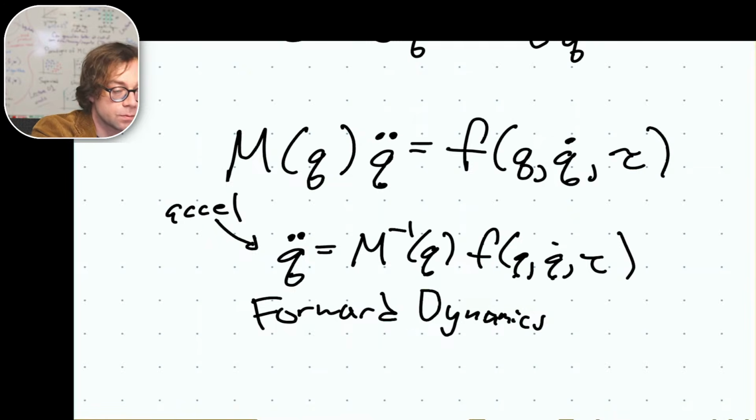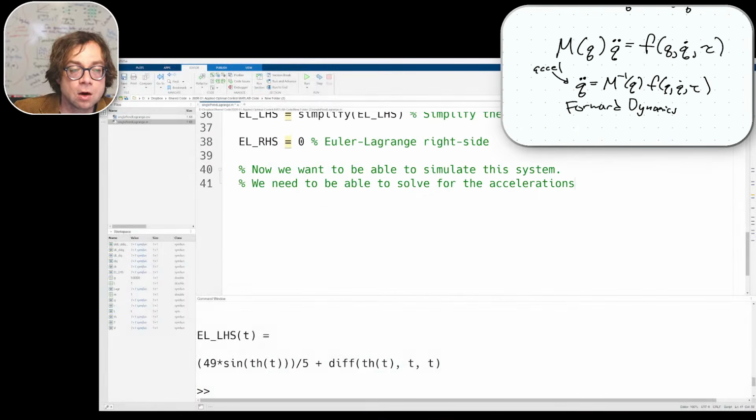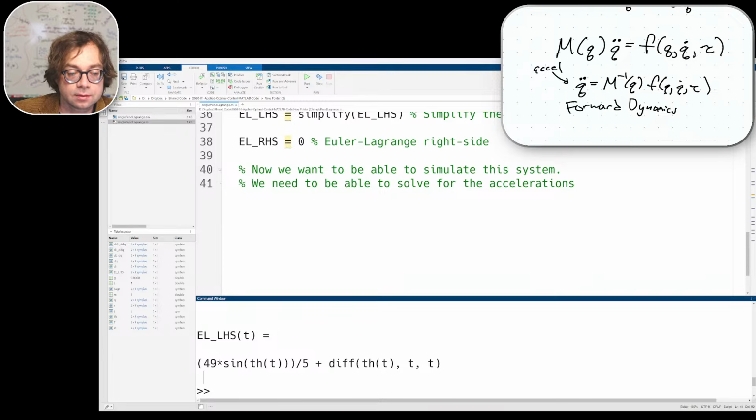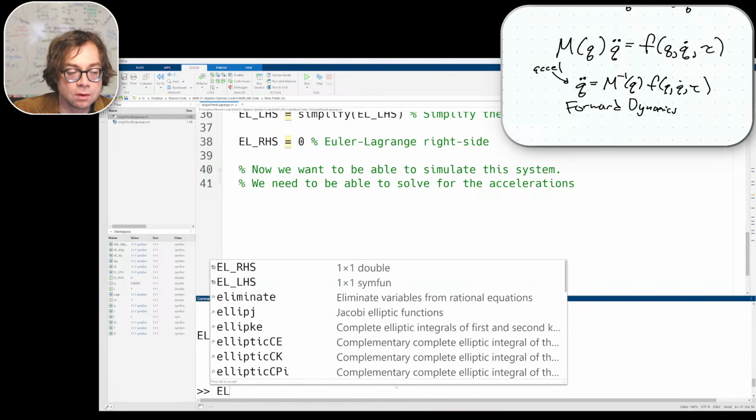So what we're going to do is go back to the code. Let's try taking our EL left-hand side. We ran our code, still works. Let's take our EL left-hand side.